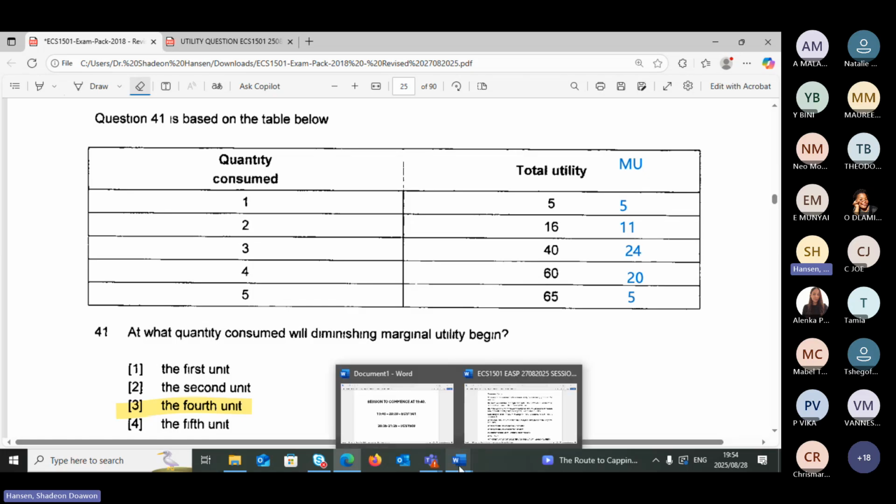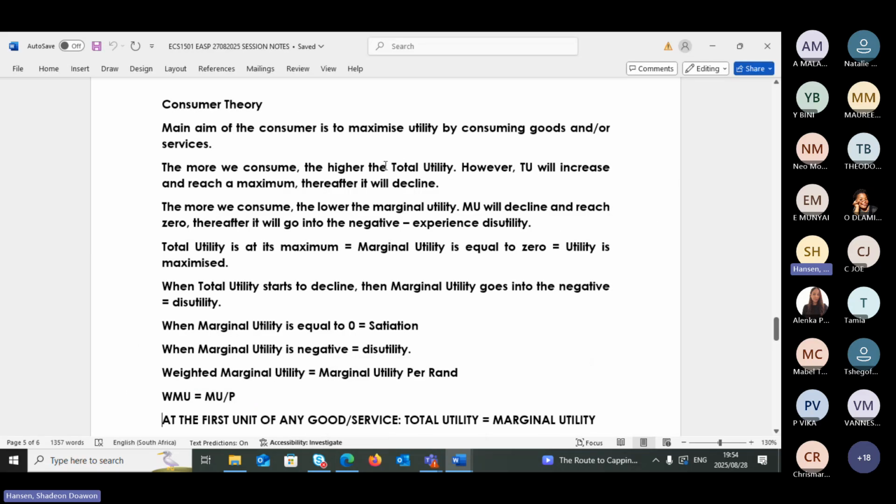Please note that according to theory, the more we consume, the higher the total utility. However, total utility will increase and reach a maximum. Thereafter, it will decline. Also, the more we consume, the lower the marginal utility. Marginal utility will decline and reach zero. Thereafter, it will decline and go into the negative, and that is where we experience what is called disutility.